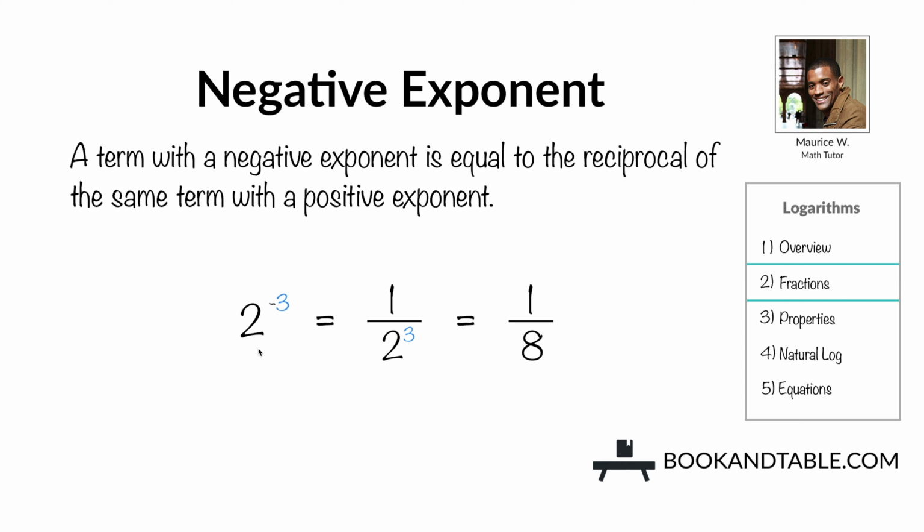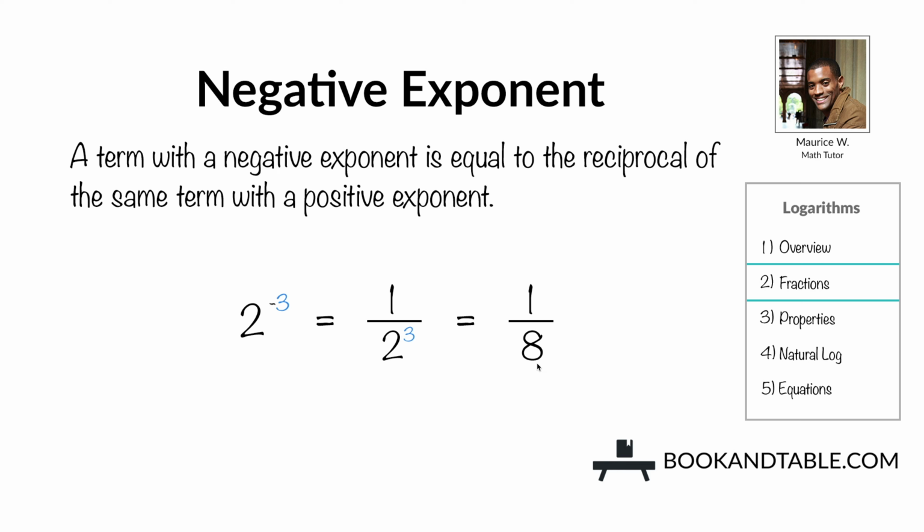As an example, let's say we had 2 to a power of negative 3. We can make this positive by taking this term and moving it to the denominator. So 2 to a power of negative 3, which is equivalent to 2 to a power of negative 3 over 1, we can make positive by making the term 1 over 2 to a power of positive 3. And 2 to a power of positive 3 is equal to 8. So 2 to a power of negative 3 is equivalent to 1 over 8.